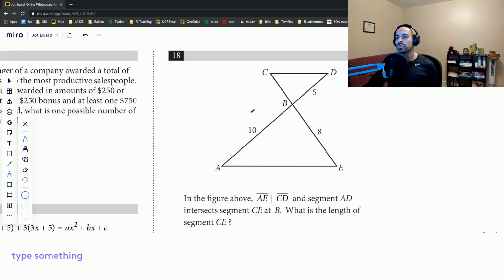So we have conjoined triangles, right? Two triangles that are connected to each other right there. And then they tell us that two lines are parallel, AE and CD. And the rest of the information is already listed on these pictures. They want to know how long this segment right here is.